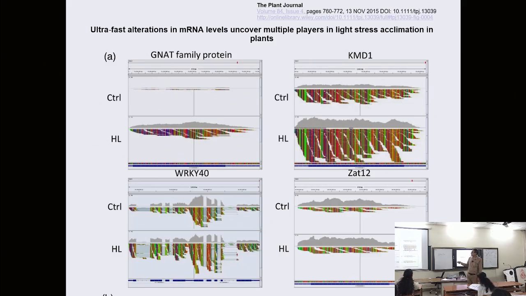Okay, so is it upregulated or downregulated? Upregulated, right? Because relative to the control, you have many more transcripts that got generated. They are represented by the short reads that mapped onto the gene. Similarly, WRKY40 got upregulated, KMD1 got upregulated, and JAZ12 also got upregulated. Just to help you understand, this experiment was done and RNA was collected within, I think, 10 seconds or so. So ultra fast changes happened in the Arabidopsis plant.